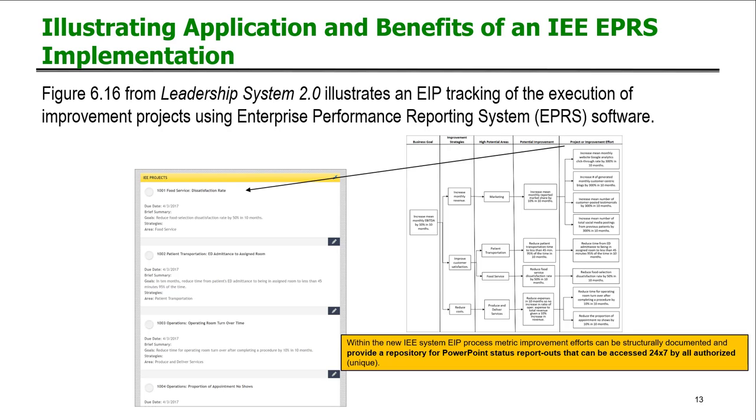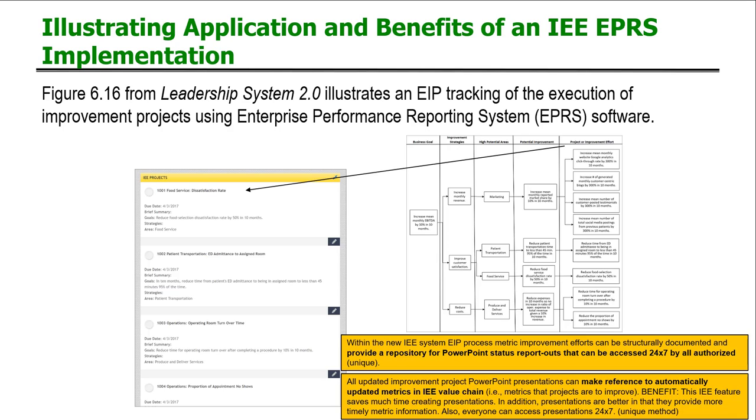Within the new IEE system EIP, process metric improvement efforts can be structurally documented and provide a repository for PowerPoint status report outs that can be accessed 24/7 by all authorized. All updated improvement project PowerPoint presentations can make reference to automatically updated metrics in the IEE value chain. That is, metrics that projects are to improve.